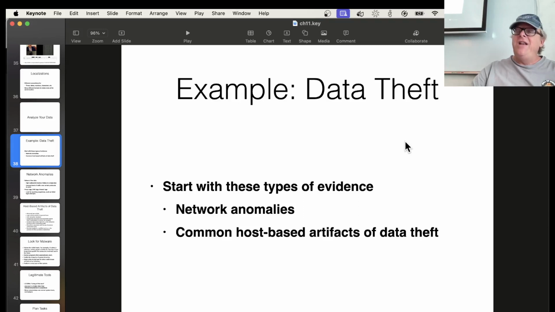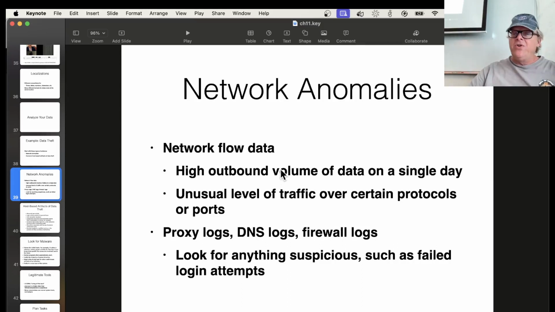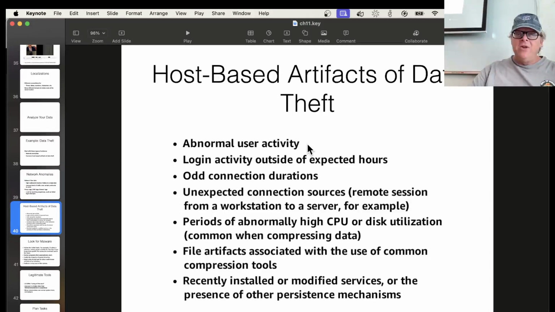Anyway, so data theft. If somebody's been stealing data from your network, you can start with network anomalies. That would be nice. If they're just sending big files out the network and you can see big file transfers, that would be handy. Or host-based artifacts, like your network flow data would show a lot of volume or unusual protocols, or something like failed login attempts on the network. Those might give you a clue. You might look for activity outside expected hours, connecting to unusual places, abnormally high CPU or disk as they're trying to compress large volumes of data to steal it.